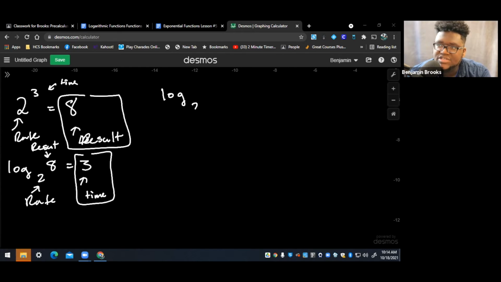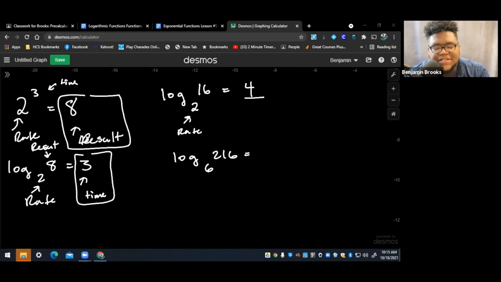Log base 2 of 16 equals what? So let's think about what this means. It's saying if I double every year, how long is it going to take me to get to 16? You could literally check by putting in your calculator 2 times 2 times 2 times 2 and see how many times it takes to get to 16. And the answer is what, guys? 4.